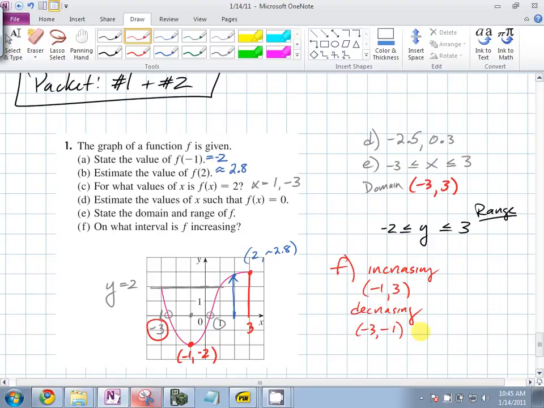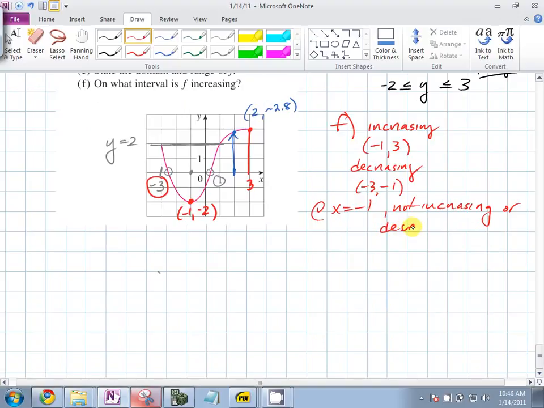What's happening at -1? Is it increasing or decreasing? At x equals -1, what's the function doing? Is it increasing? Is it decreasing? No, it's not increasing or decreasing. It should be greater than, no equal to. The function is not increasing or decreasing at these highest or lowest values. Also, the endpoints. Is the function increasing or decreasing at 3? It's not. It's an endpoint. If you take AP Calculus, you will study this in detail, the idea of increasing and decreasing. But for now, you get to estimate.